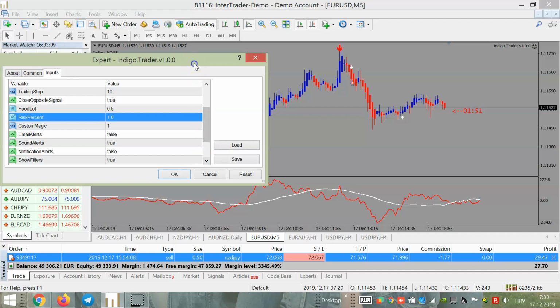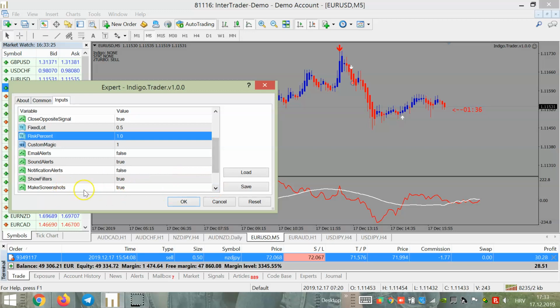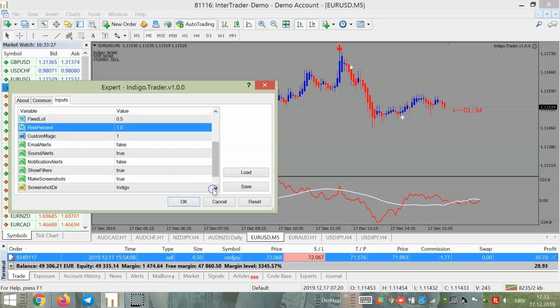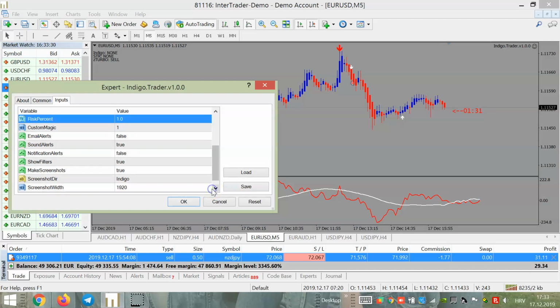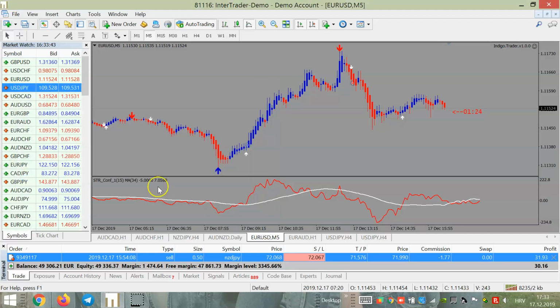Show filters, that means do you want to see these filters or these confirmation filters here or not. If you put to true, you will see this. If not, you will not see this. And this is make screenshots if you want to have screenshots of your trade and to analyze later if and when the Indigo trader took the trade. So very simple, nothing special, but very powerful.